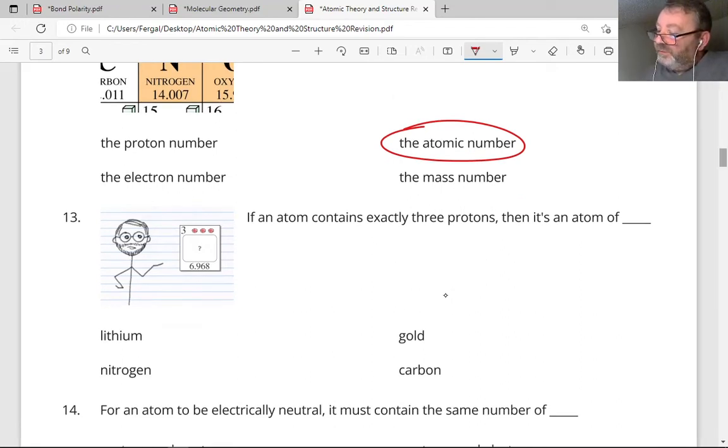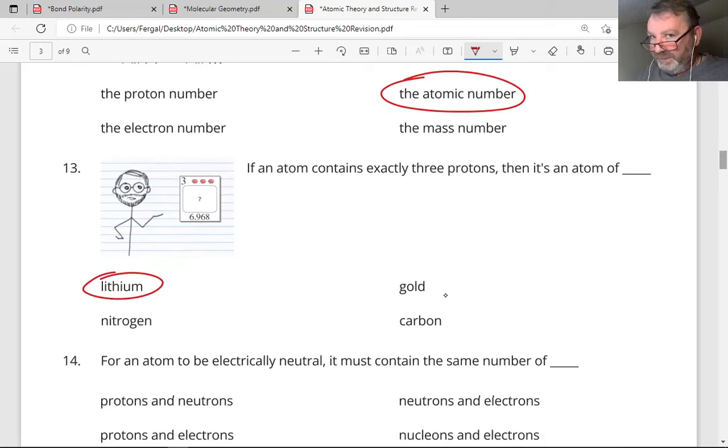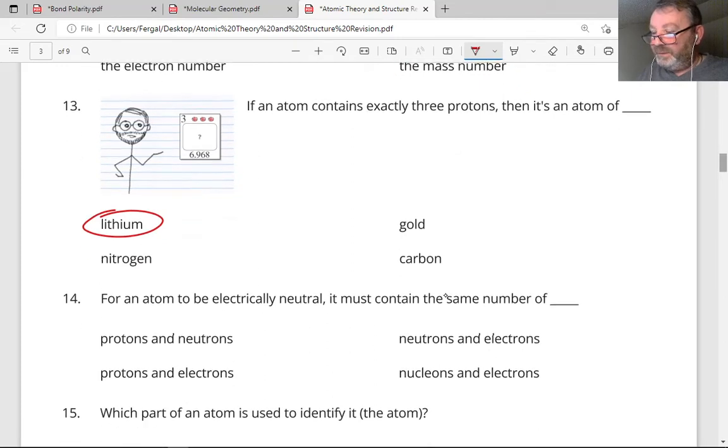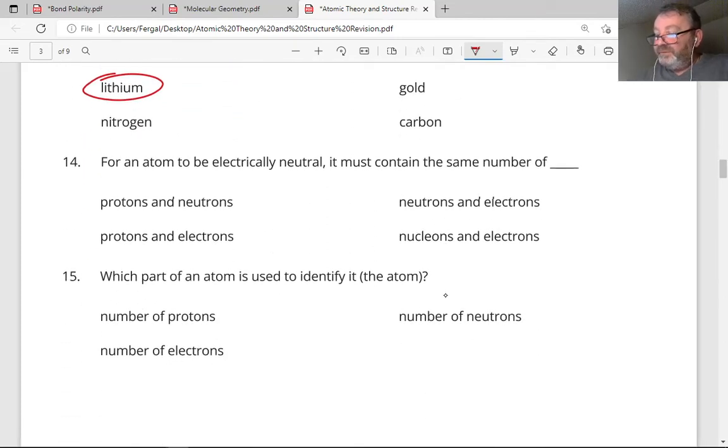If an atom contains exactly 3 protons, then it is an atom of, well, 3 protons means you're number 3 in the periodic table: hydrogen, helium, lithium. That's why you should really know the first 36 elements off by heart. Still haven't examined that yet. Leave it till after November exams.